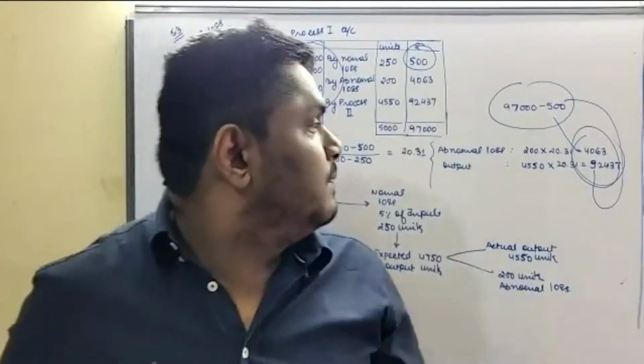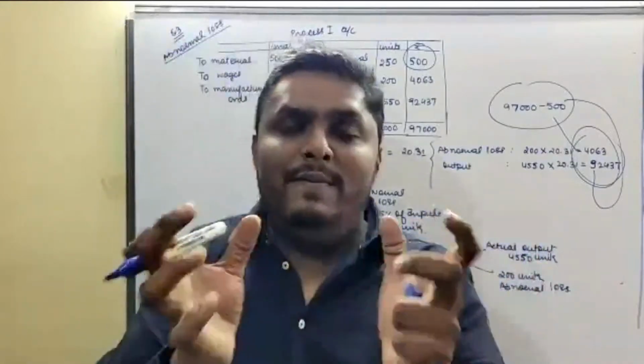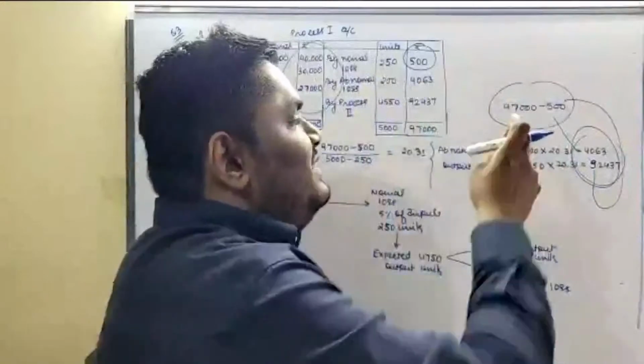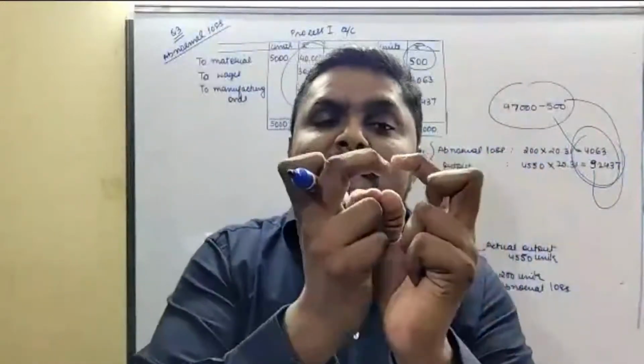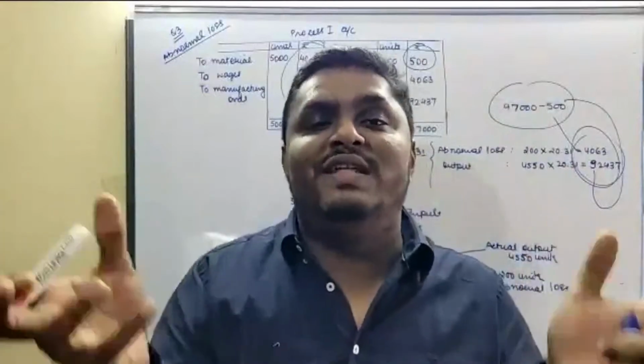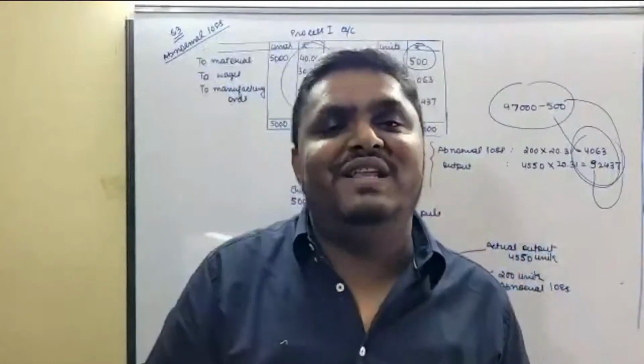So ultimately, the major objective is what? To apportion the net cost. How much is the net cost? 96,500. It will be apportioned among abnormal loss and good units in the ratio of units. That is why we calculate cost per unit and we calculate the total cost.